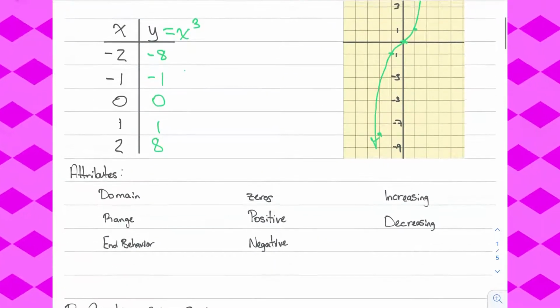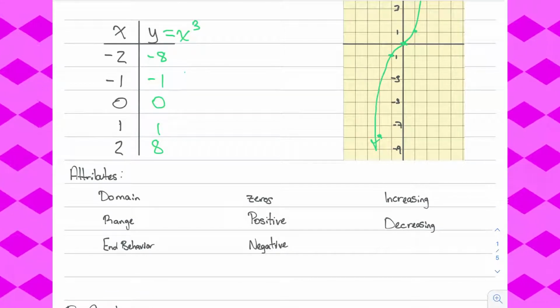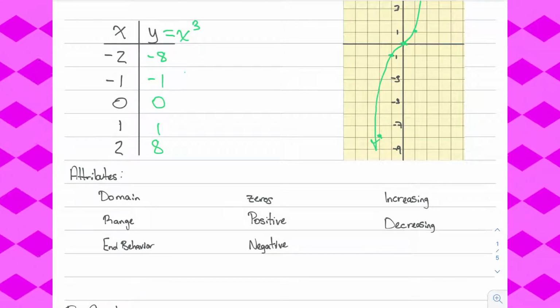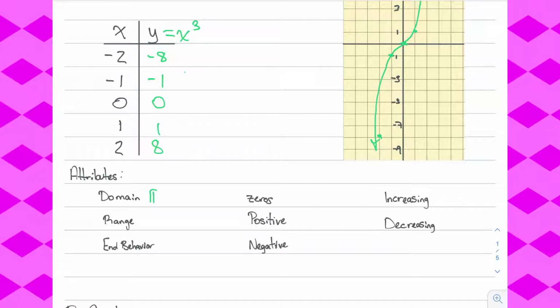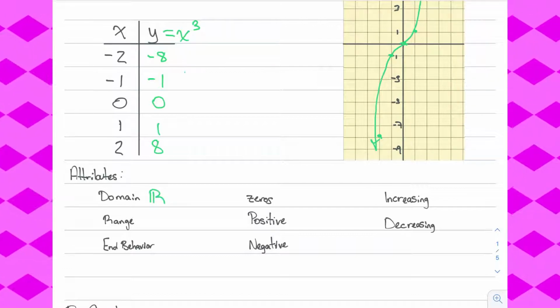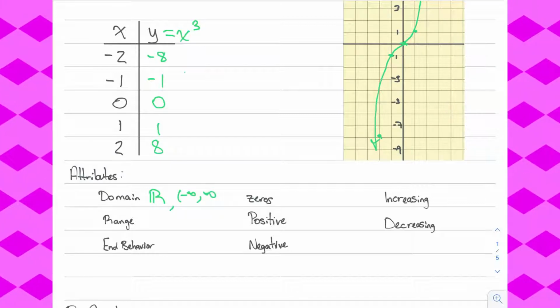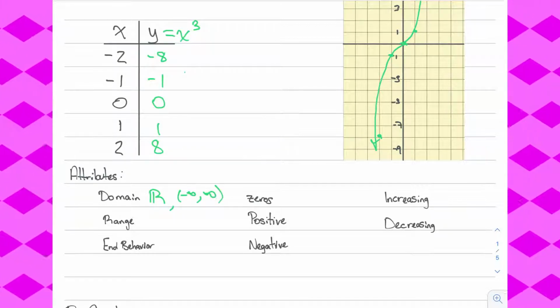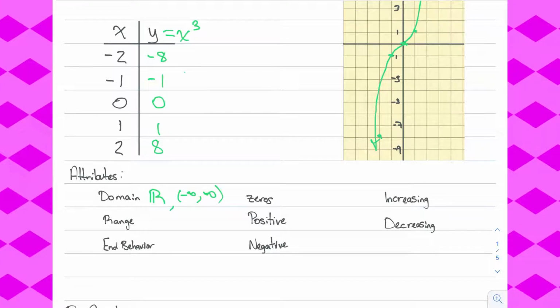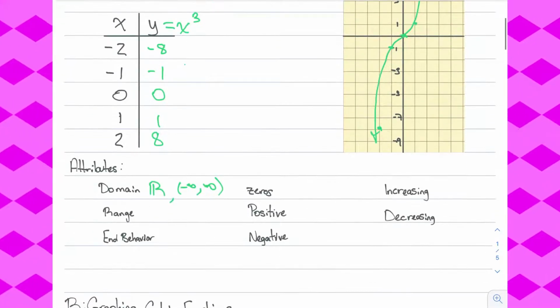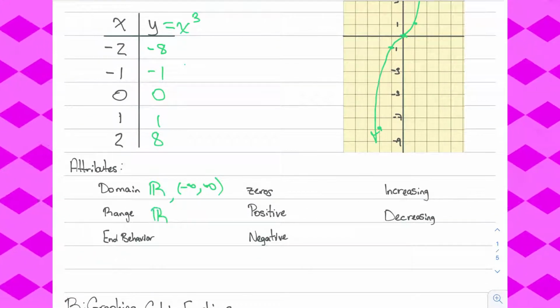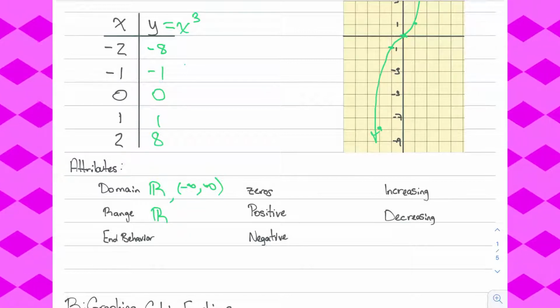All right, so now let's look at some of the attributes of our parent function. Domain and range, that's how far left and right, how far up and down the function goes. So the domain is all real numbers, which again, we can write as negative infinity to infinity. Range is how far up and down the function goes. We can see it starts to race up and down pretty quickly. Our range is also all real numbers.